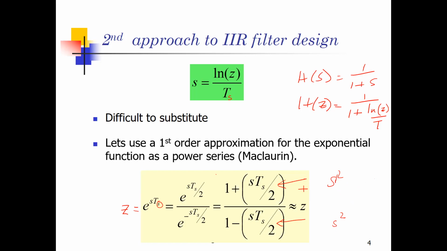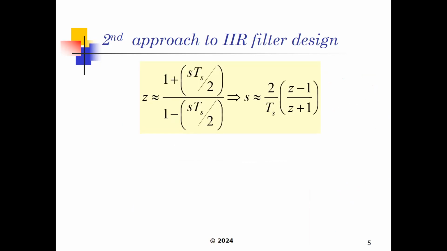All right? And if we have that, then z is approximately 2 over ts, z minus 1. Sorry, we have z is this, approximately that. And then if I change the subject of the formula now to s, I get s is approximately equal to 2 over ts, z minus 1 over z plus 1. All right? Make sense? Well, up to a point, anyway. Yeah? Yes, sir.